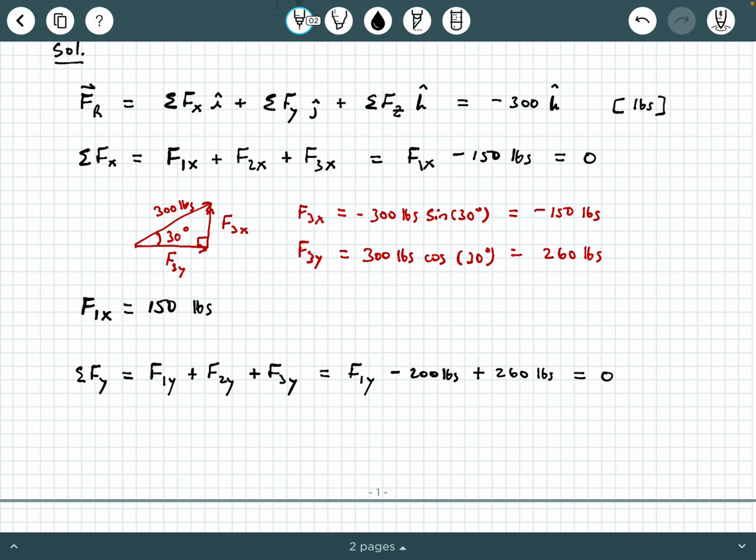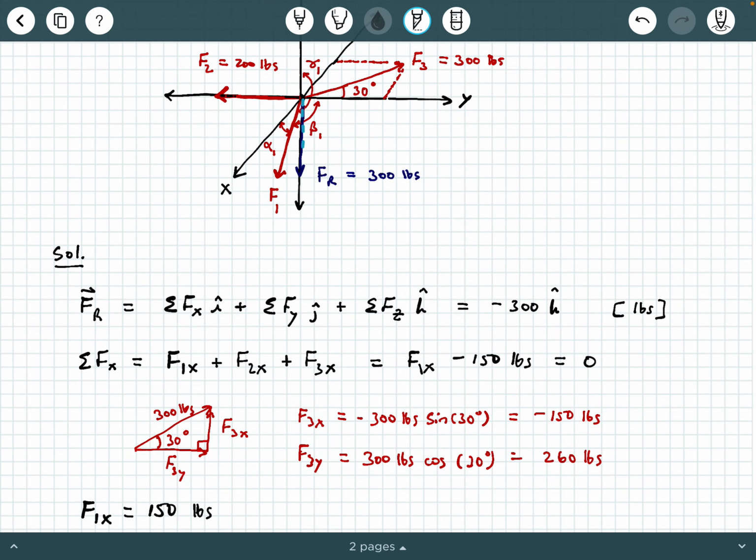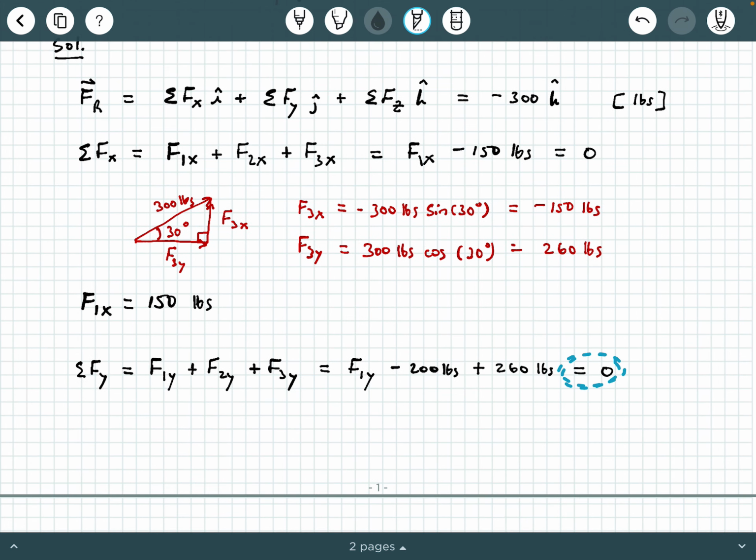And remind me again, where does this equal 0 come from? Well, remember, the resultant force only has this negative z component. Its x and y components are both 0. So this equals 0 term refers to the fact that it has a 0 y component, all right? And I can do something similar here.